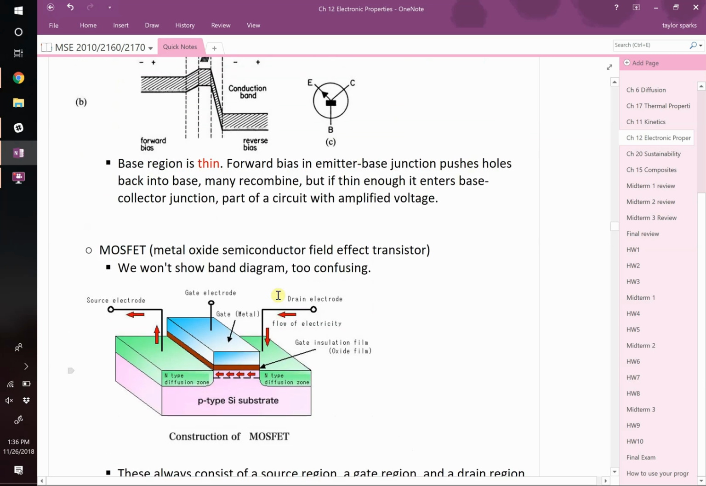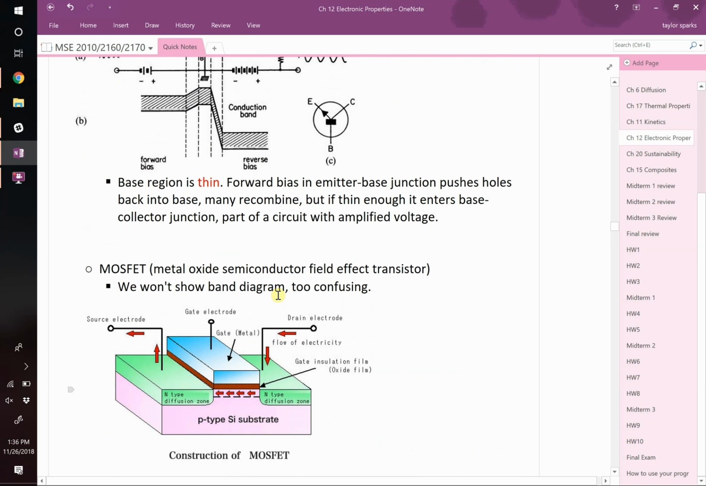So what is all happening here, right? Let's say you start out with a P-type substrate. So you took your silicon and you doped it uniformly everywhere P-type, right?